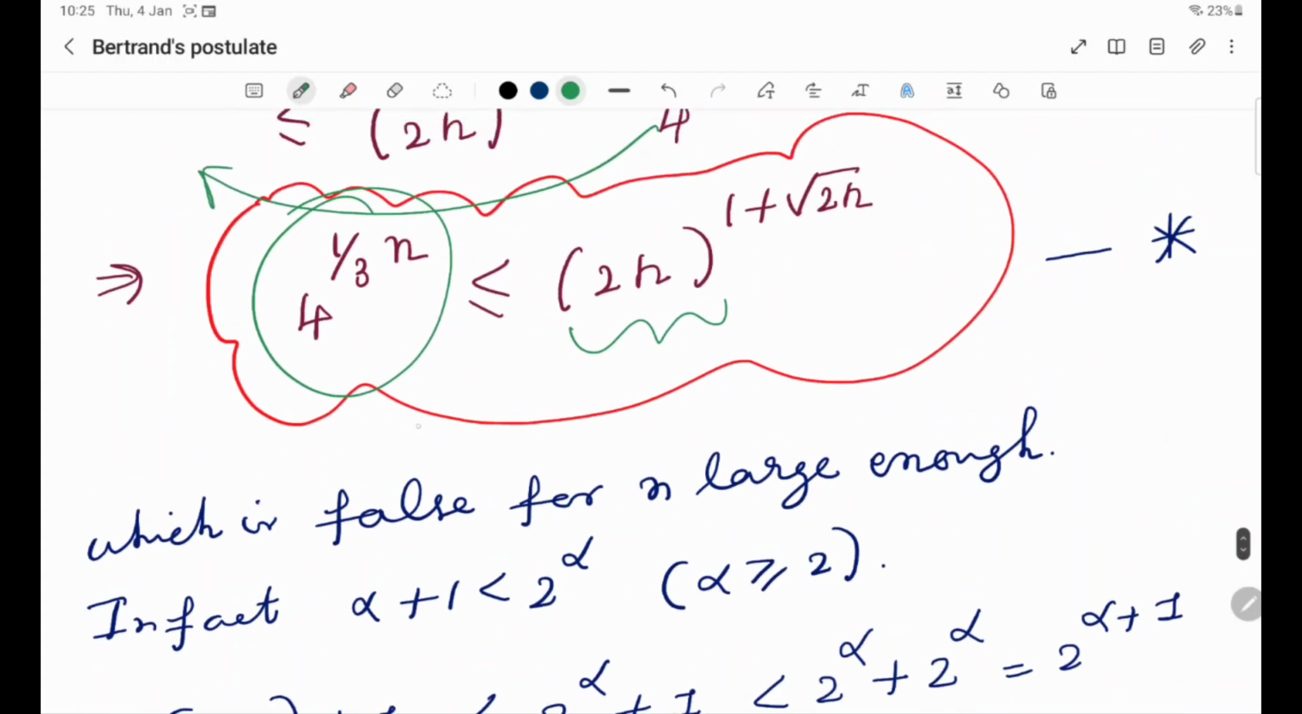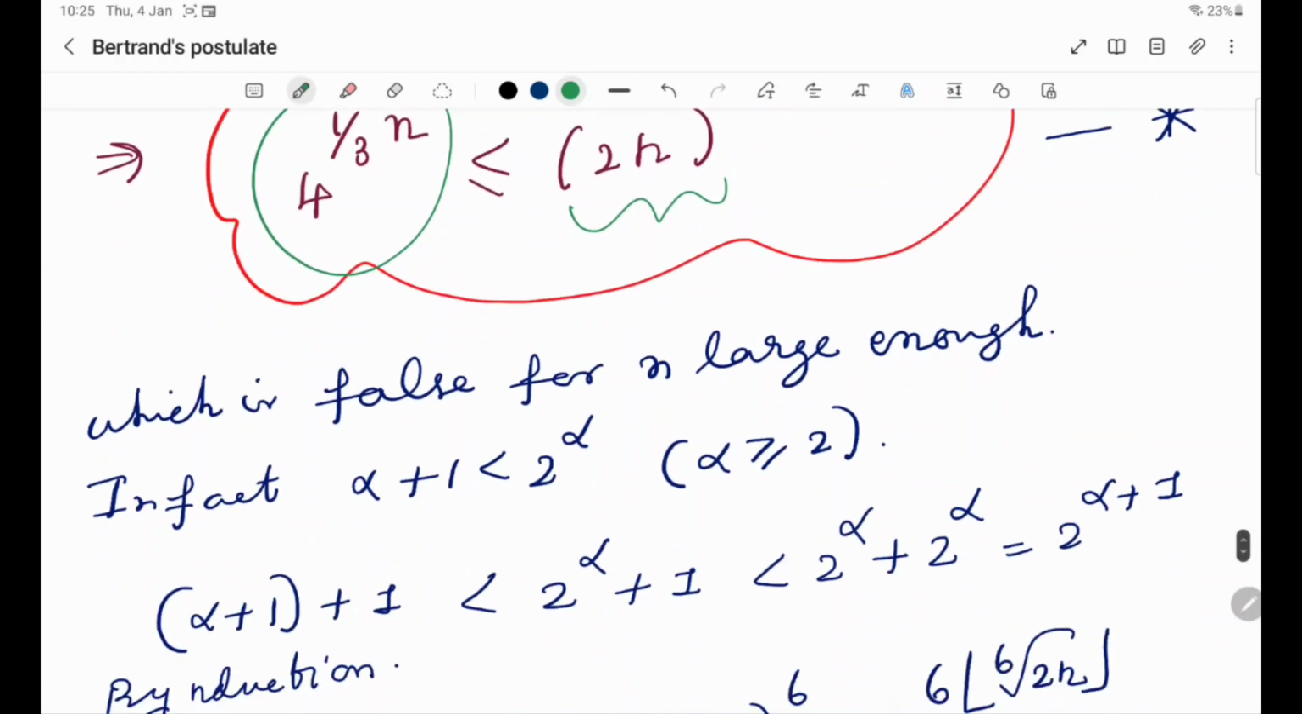Now this would be false for large n. So for that, observe this fact. When alpha is greater than or equal to 2, alpha plus 1 is less than 2 raised to alpha. That's very easy. You give 2, then this will be 3, 2 raised to alpha is 4, 3 is less than 4, and it goes on. So this is true for alpha greater than or equal to 2.